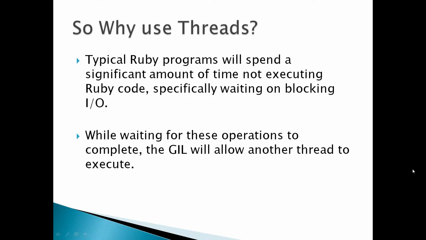But a typical Ruby program will spend a significant amount of time not executing Ruby code, specifically waiting on blocking I/O. This could be waiting for HTTP requests, database queries, or file system operations to complete. While waiting for these operations to complete, the GIL will allow another thread to execute. Programmers can take advantage of this and perform other work which doesn't depend on the result while they wait for the I/O to finish. Some examples of Ruby projects you may already know which make use of threads for performance reasons are Puma Web Server and Bundler.